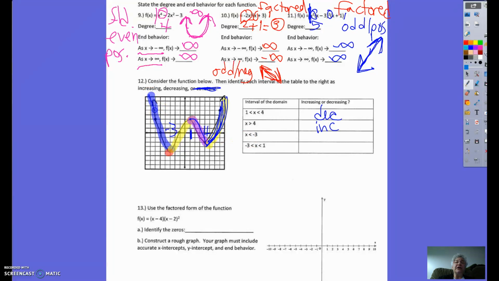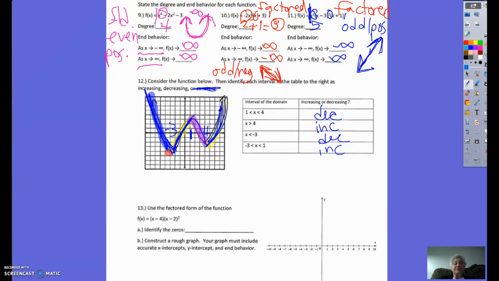Less than -3 is over here. To the left of x equals -3, my finger as I move from left to right is going down, decreasing. Between -3 and 1 is this yellow part here. As I move from left to right, I am going up, which is increasing. So these are the values of my table.